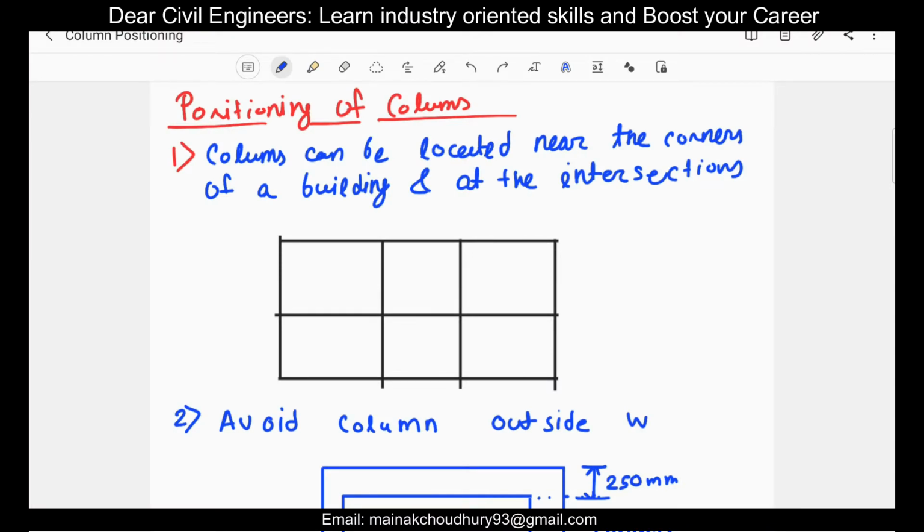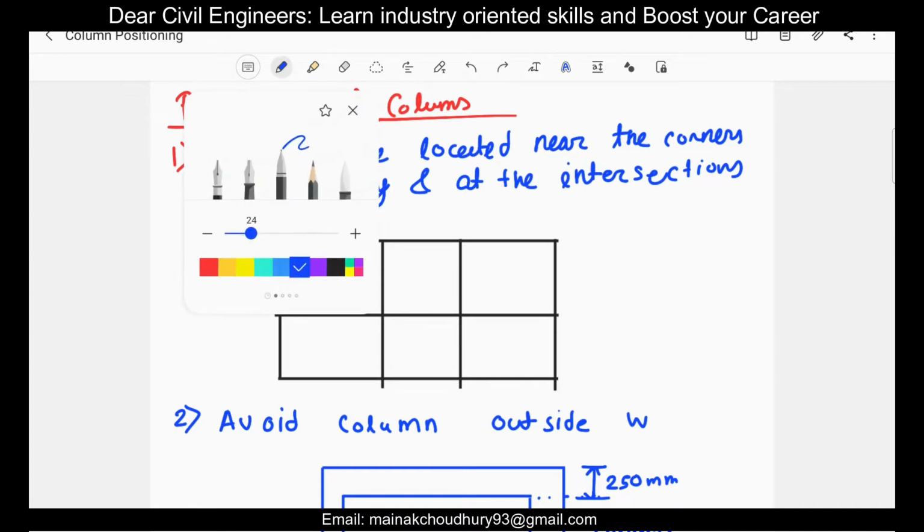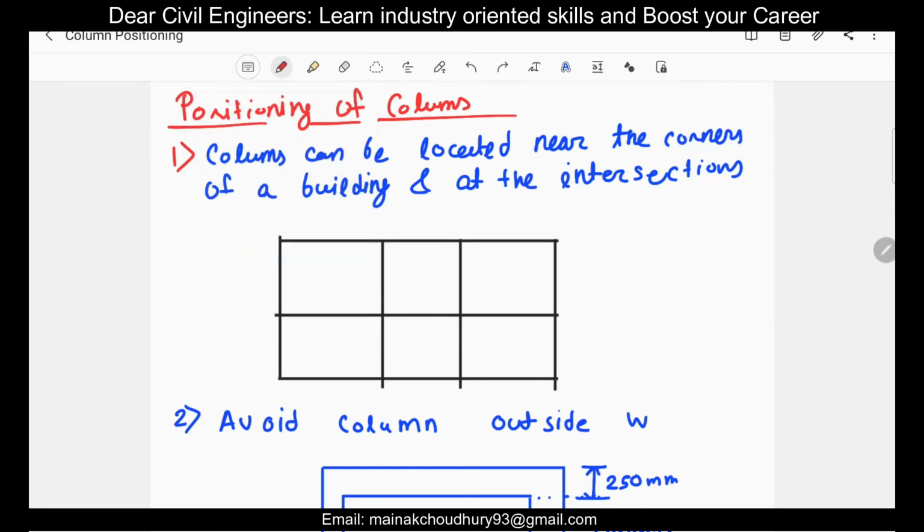So suppose we have a building here. Now all you see is the frames, which is actually the center line of the architectural plan. So now you have to place the columns. So where will you place? So let me show you. First of all, the placing will be at the corners, where you need to place the columns.